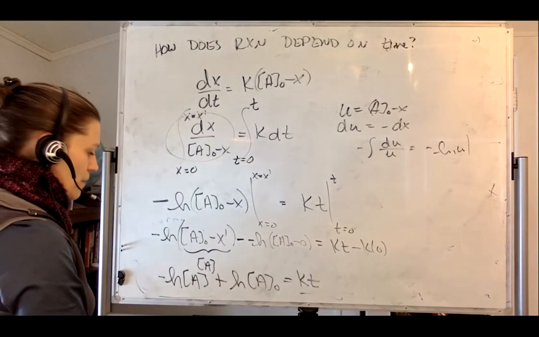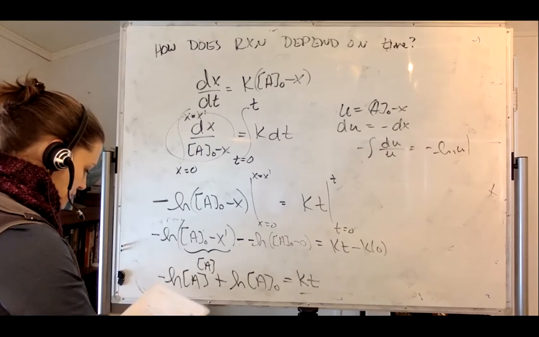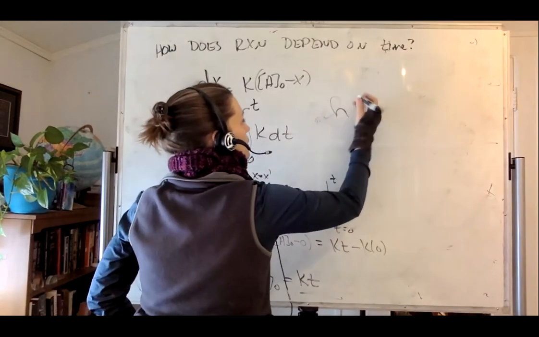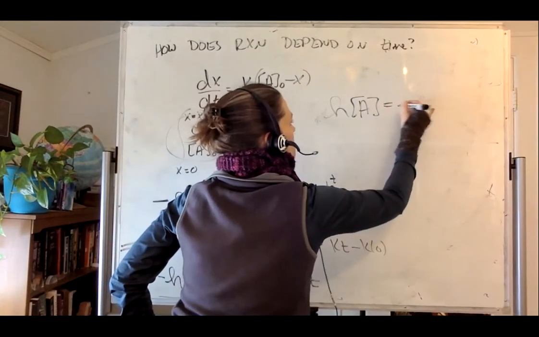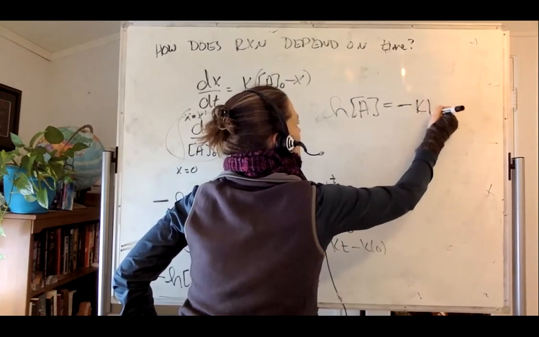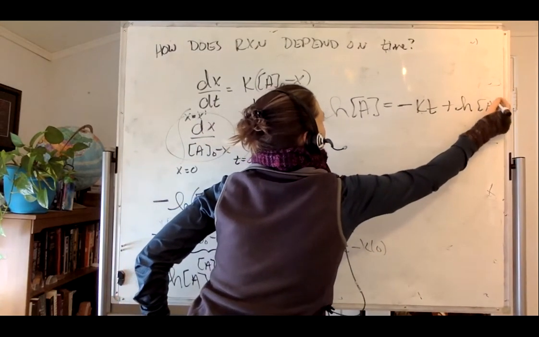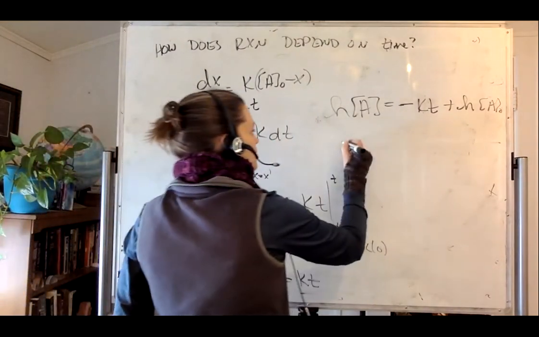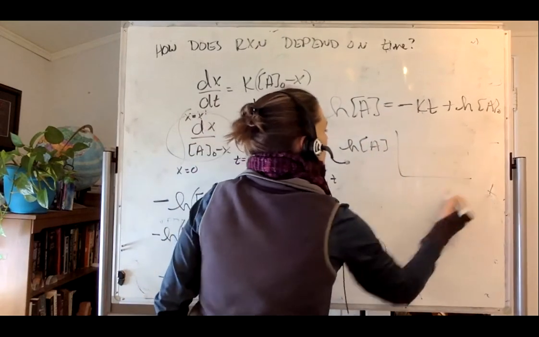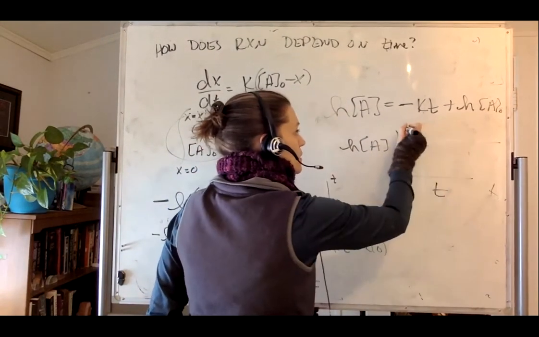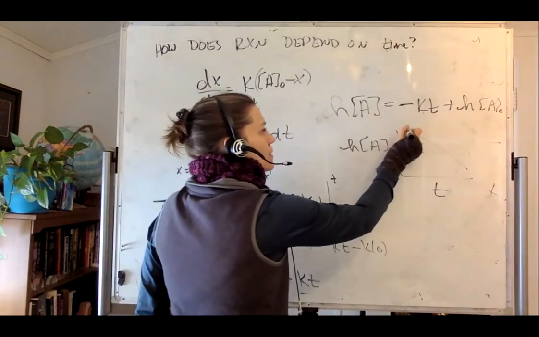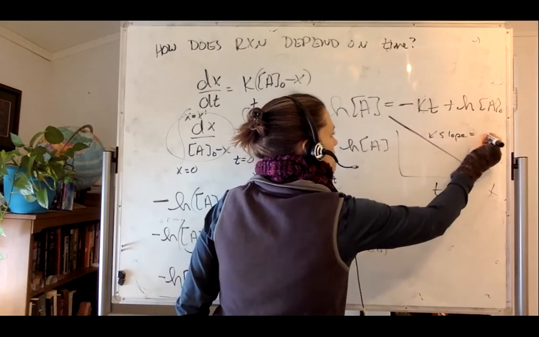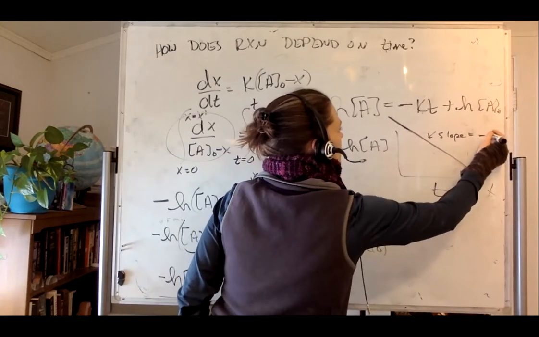Cool. So now I'm just going to move over this negative sign. Let's come over here. And I'm going to get log of A is equal to minus KT plus log concentration of A0. Awesome. So if I were to plot this as log concentration of A as a function of time, I get a linear trend with the slope equaling minus K.